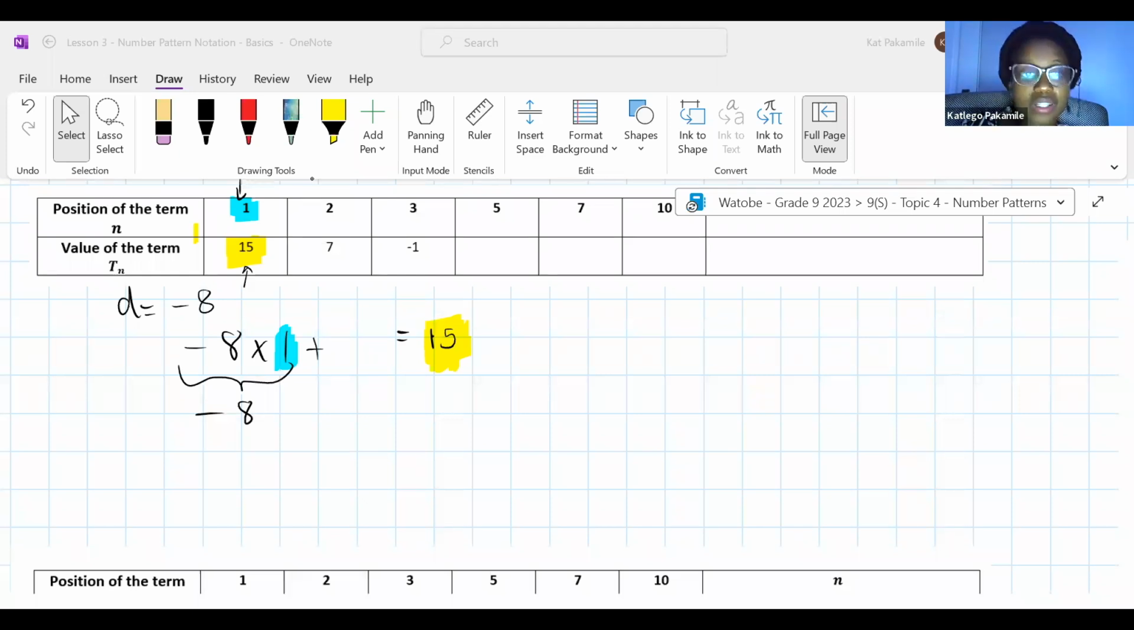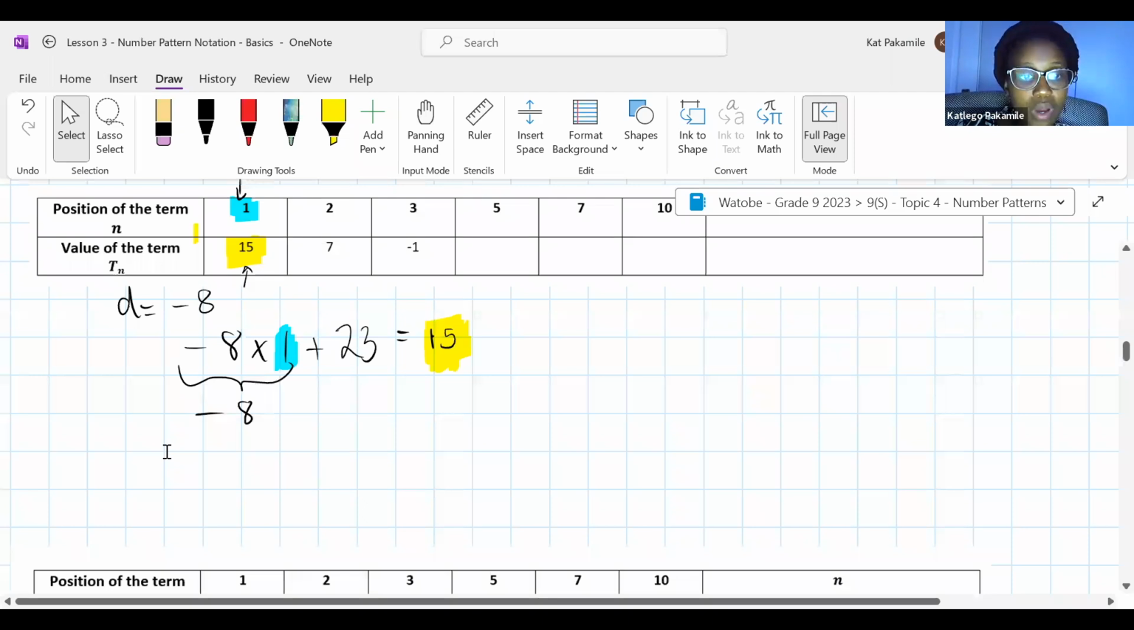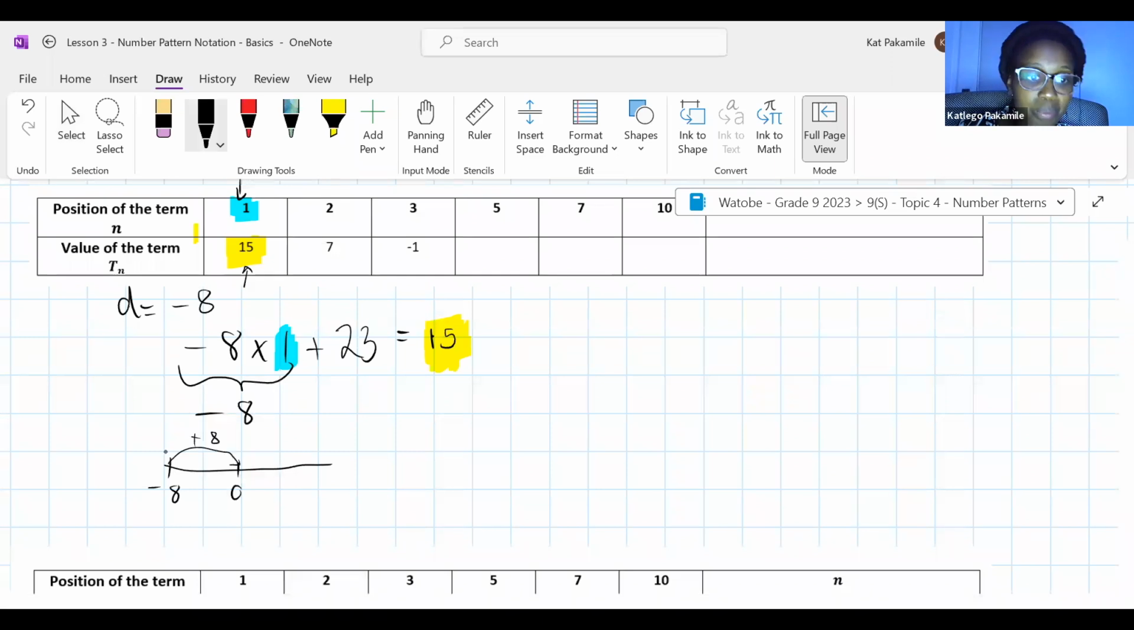Yes, because if you are on -8 on our line, to get to 0, you first have to add 8. Do you agree? Yes, ma'am. But then you want to get to 15, so you're going to have to add another 15. And that's where the 23 comes from. See? So ma'am, our rule is Tn equals -8n plus 23. Superstar. I love it.